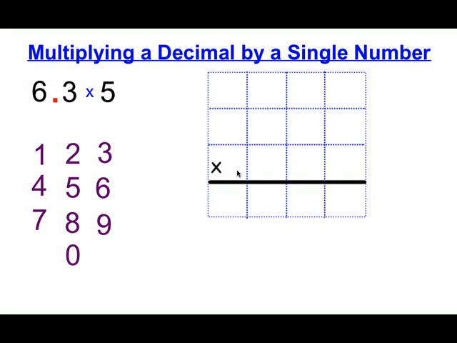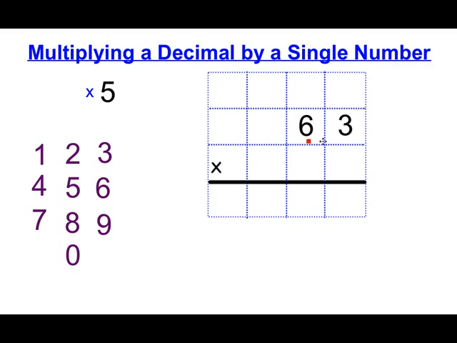Today we're going to multiply a decimal by a single whole number. To start with, you look at the decimal that you're multiplying. 6 and 3/10 times 5. Now 6 and 3/10 has more digits. It has 2 digits. So the number with the most digits is going to go in the top of our multiplication problem, just as if they were whole numbers.